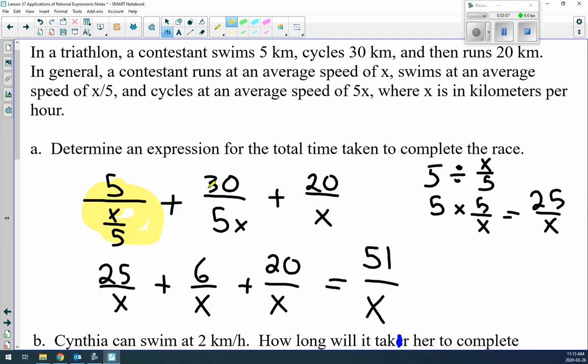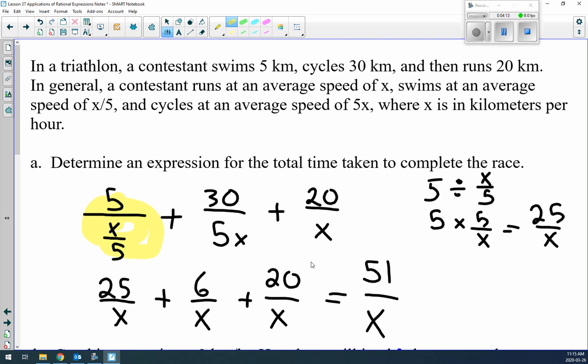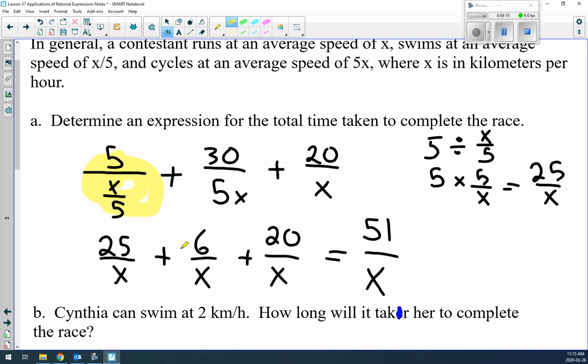The distance for cycling is 30 kilometers, and they cycle at a speed of 5x, so 30 divided by 5x reduces down to 6 over x. And then they run 20, and the average speed they run is x, so that's 20 over x. Now we have 25 plus 6 plus 20. What does that equal? 51, right? So 51 over x. Because we have common denominators, x, x, and x, we can just take the numerators and add them all up. We end up with 51 over x.